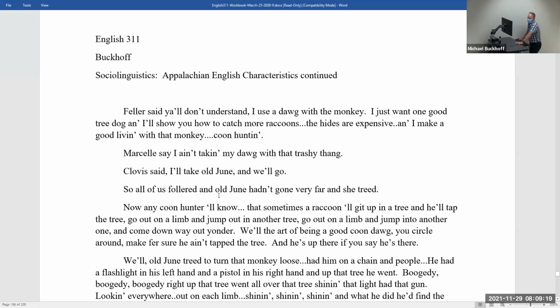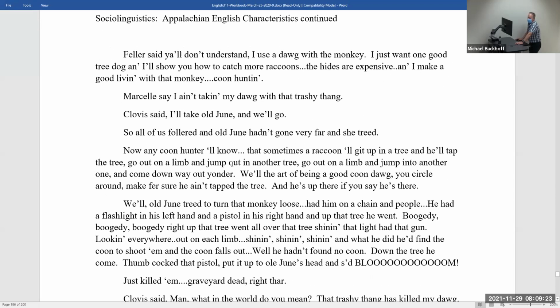So all of us followed, and old June hadn't gone very far into a tree. Now, any coon hunter will know that sometimes a raccoon will get up in that tree. He'll tap the tree, go out on a limb, jump out in another tree, go out on a limb, jump into another one, and come out way down yonder. Well, the art of being a good coon dog, you circle around, you make for sure he ain't tapped the tree. And he's up there if you say he's there.